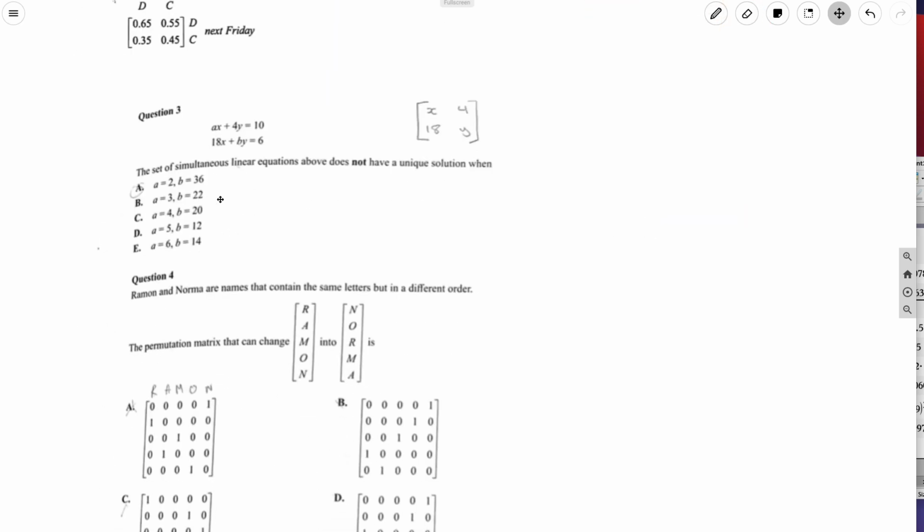Then the next one, simultaneous equations. Haven't seen one of these in a while. The set of simultaneous equations above does not have a unique solution, so that means that the determinant AD minus BC is equal to 0. So you can see here A times D minus B times C, so AB minus 4 times 18 has to equal 0. So therefore AB minus 4 times 18 would give me 72 is equal to 0. So AB is equal to 72. So now it's just A and B have to be factors of 72. And so 2 times 36 would work. And that's the only one. All the others don't multiply to give 72. So it's A.